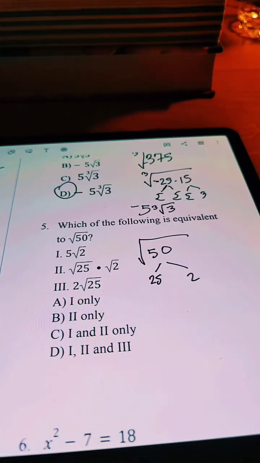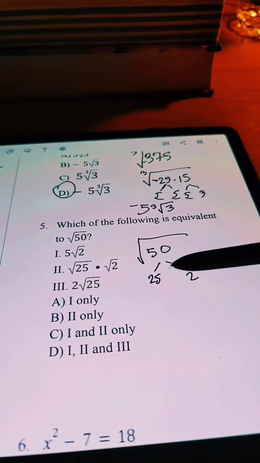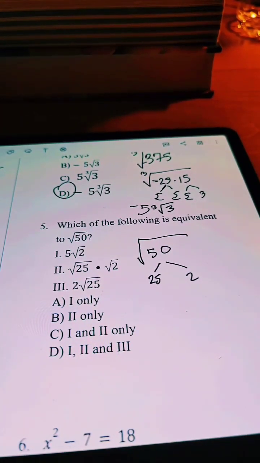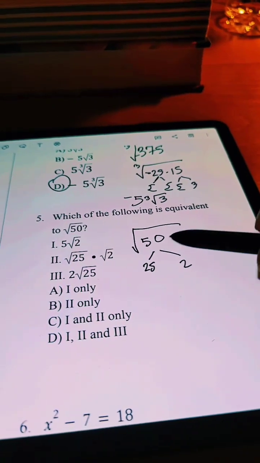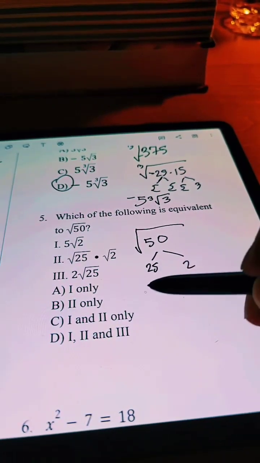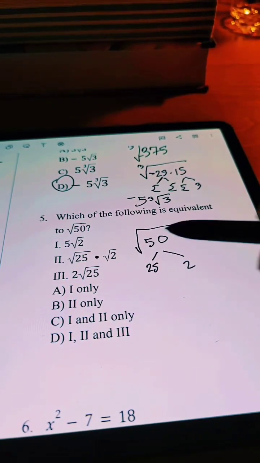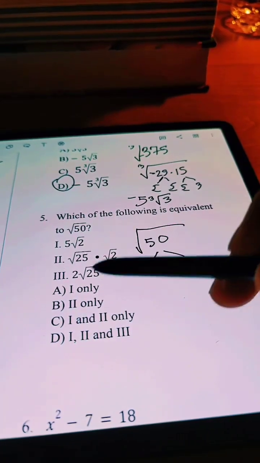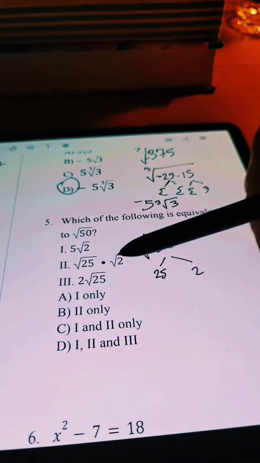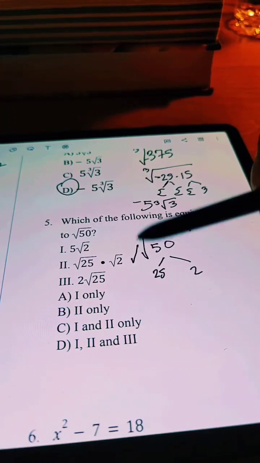So maybe I'll start by breaking it up into 25 and 2 as the factors, because 25 times 2 gives me 50. So then that would be the square root of 25 times 2, which is the same thing as saying the square root of 25 times the square root of 2. So number 2 works.